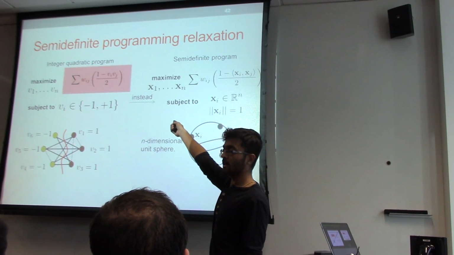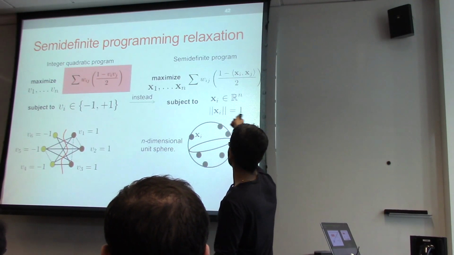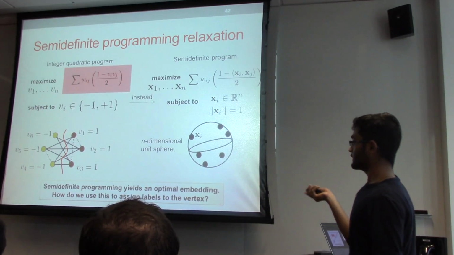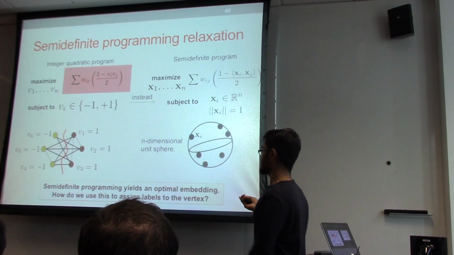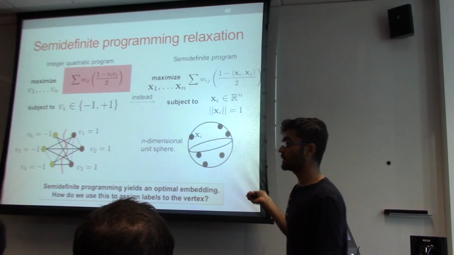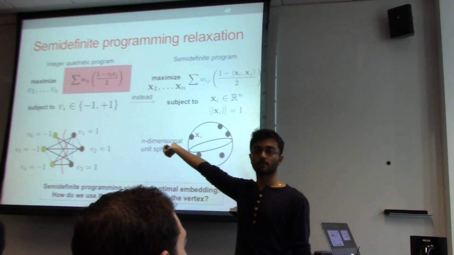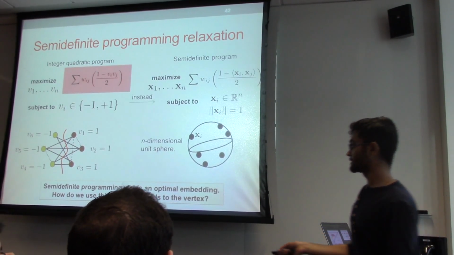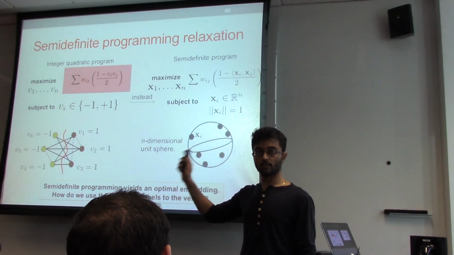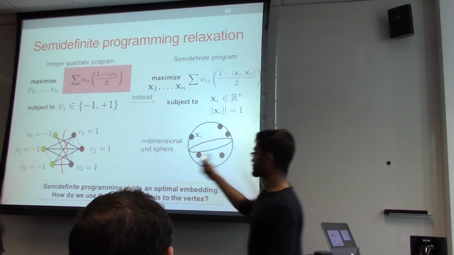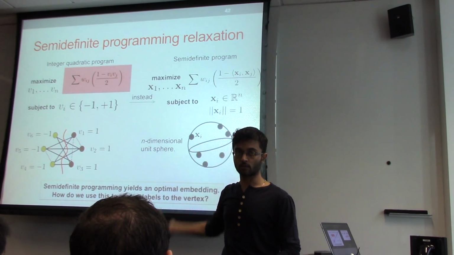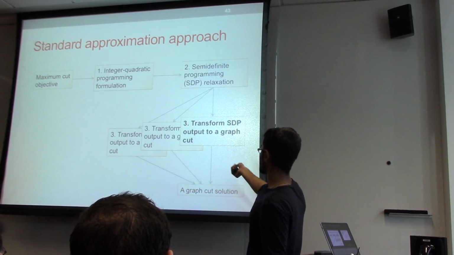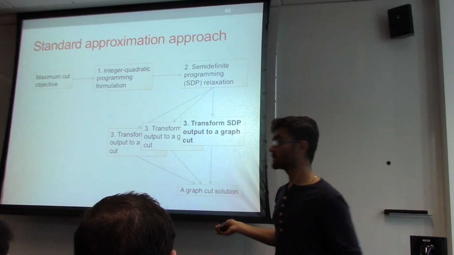So there you had vi, vj as your quadratic term. Here you have a dot product of xi, xj. Now, your semi-definite programming can yield an optimal embedding. You can find the optimal solution for these xi's in the semi-definite program. But the question that I'm still yet to answer is, how do I assign labels to the vertices based on their embedding? So each vertex now has an embedding on this unit sphere, and you need to transform that back into a graph cut, which means into integer assignments.